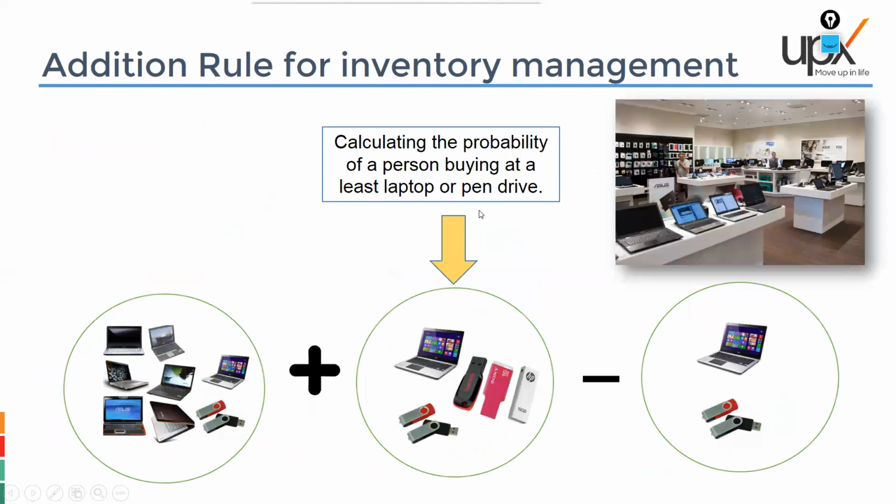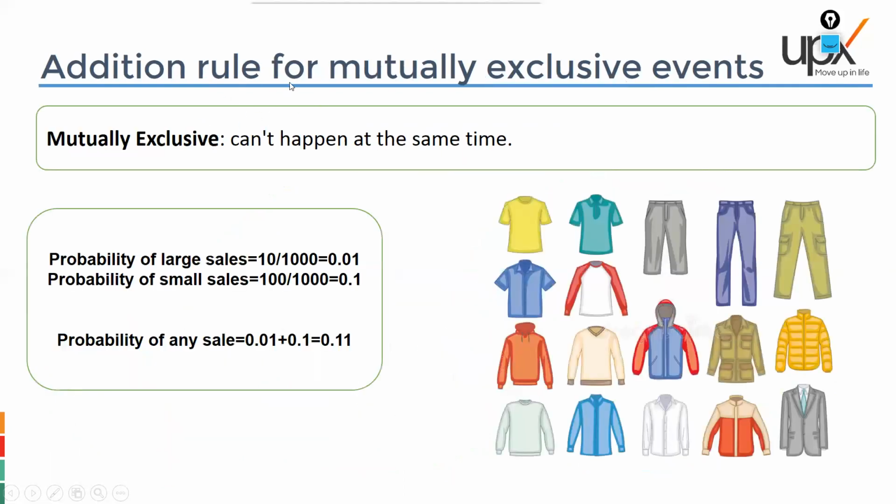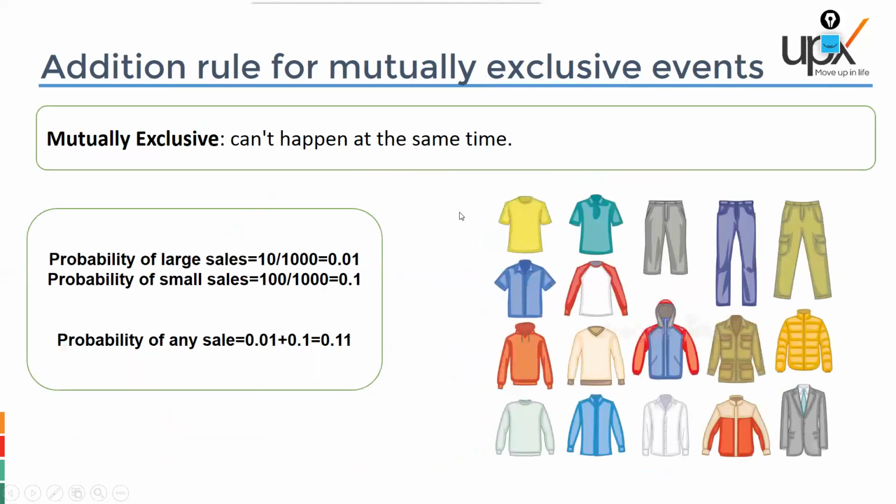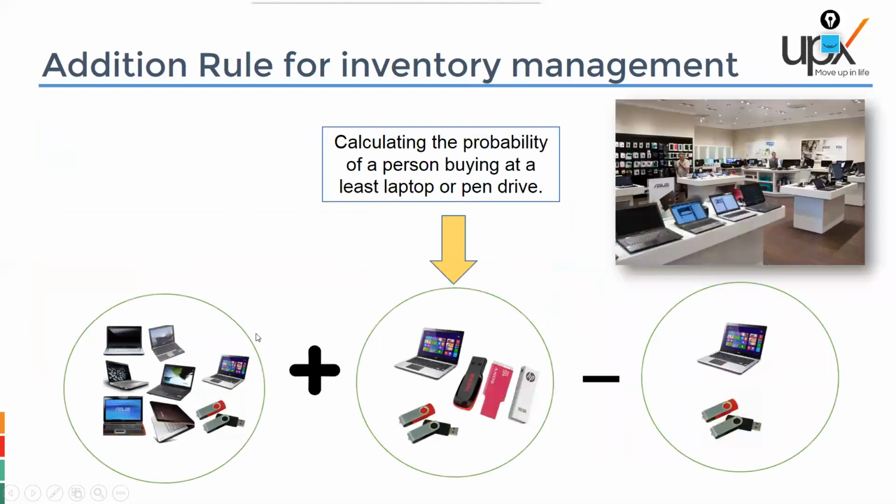So now what we are going to do is calculate the probability of a person buying at least a laptop or a pen drive. These are mutually exclusive events, can't happen at the same time, because what we are doing is at least a laptop or pen drive. So as you can see from this particular example, you either buy a large shirt or you buy a small shirt. So the probability of any sale is 0.01 plus 0.1 here, out of 1000. In the case of this particular example, you can buy them at the same time, both laptop and pen drive.